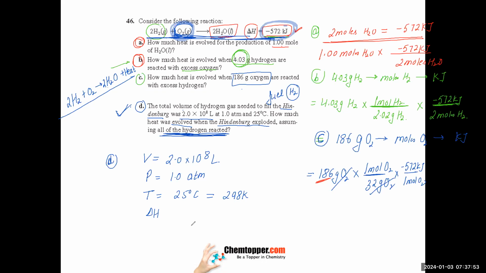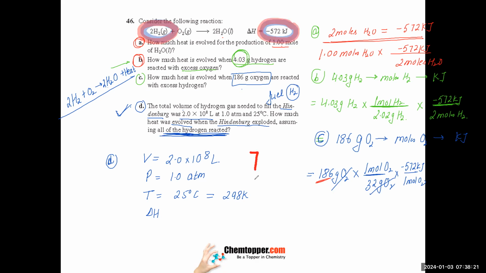But what is needed to know how much heat is evolved? I know from the balanced equation. What do you know from the balanced equation, children? That 2 moles of H2 gives you this much amount of heat. This you know. So I need to know the moles of H2.